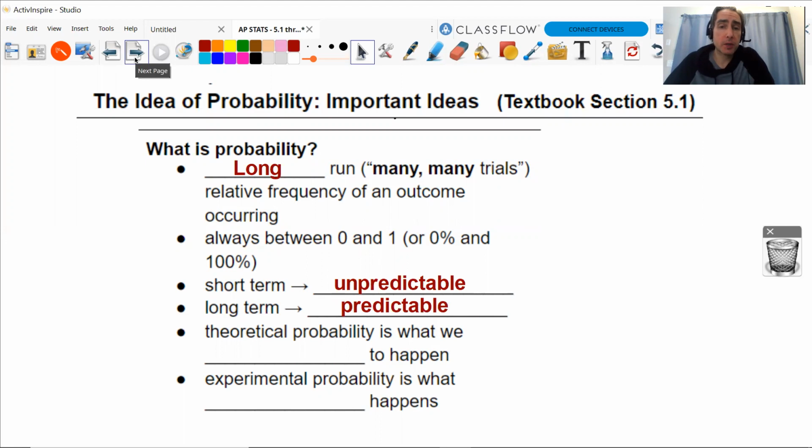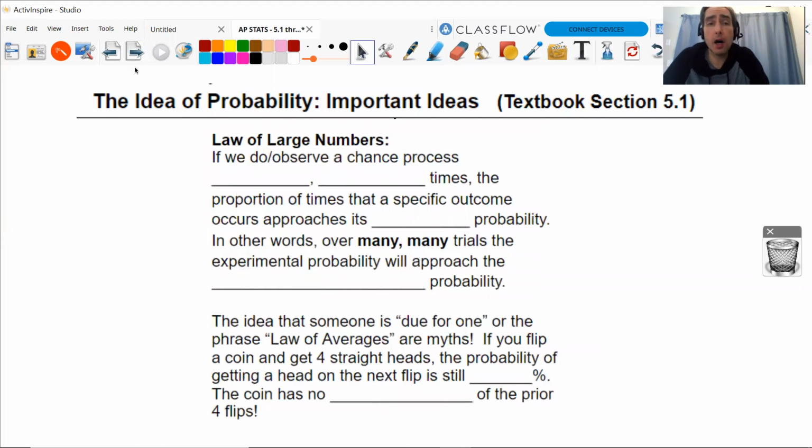Theoretical probability is what we expect to happen, while experimental probability is what actually happens. The law of large numbers is basically, if we do that chance observation many times, the proportion of times that outcome occurs approaches the true probability. In other words, it'll approach the theoretical probability.